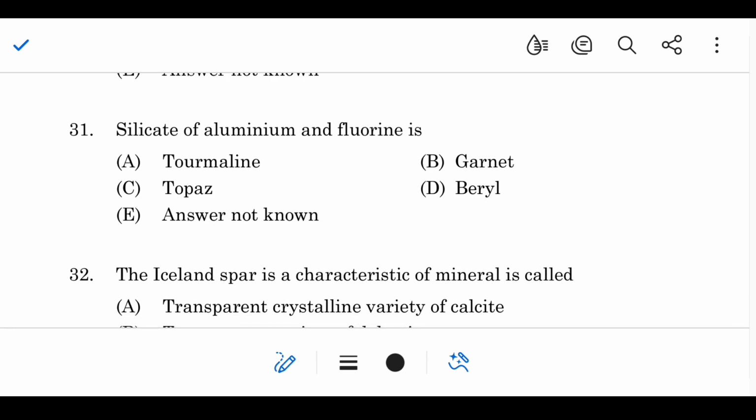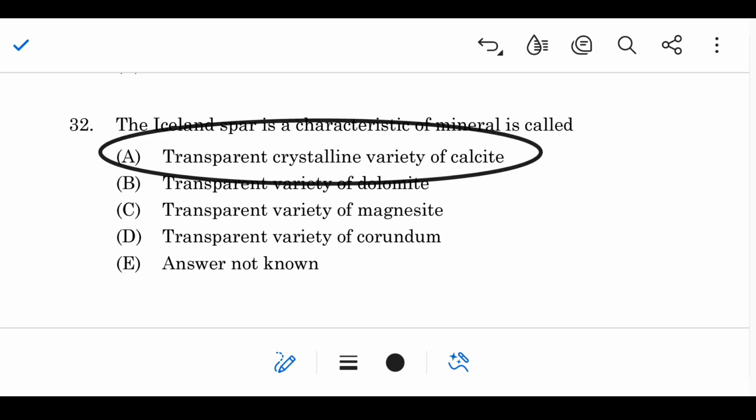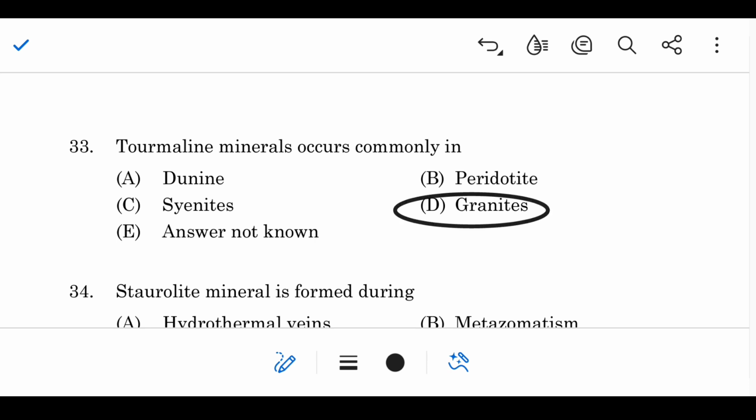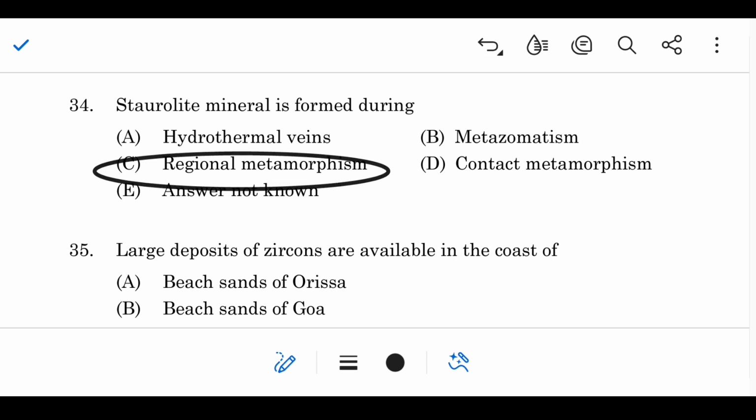31st question. Silicate of aluminum and fluorine is topaz. The Iceland spar, a characteristic mineral, is called the transparent crystalline variety of calcite. 33rd question. Tourmaline mineral occurs commonly in granite, dunite, kyanite, peridotite. Okay. Staurolite mineral is formed during regional metamorphism.